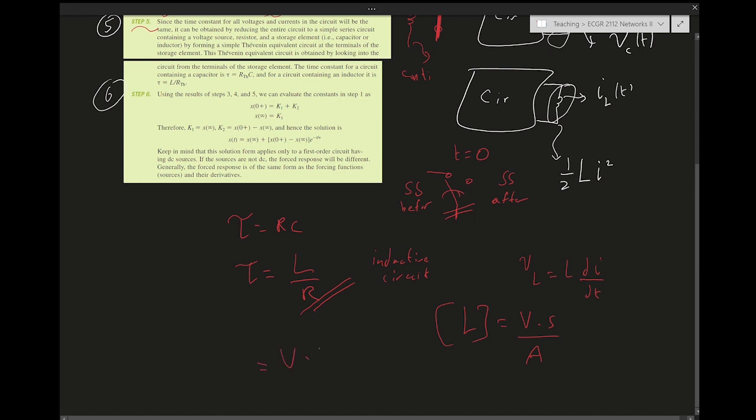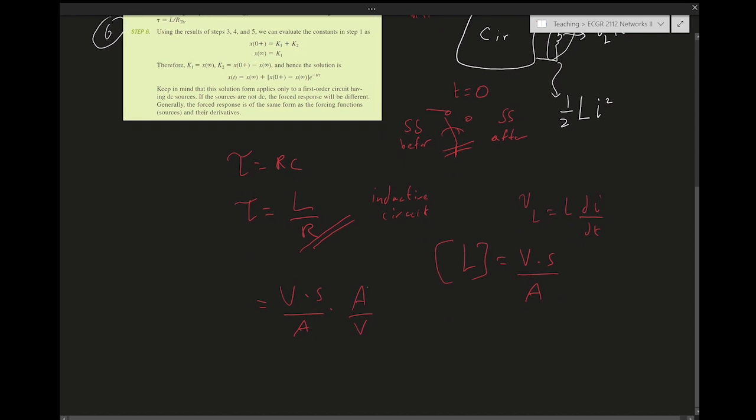So I have volt second over amps. What's the inverse of R? Inverse R is amp over volt, because R has units of volt over amp. Okay, this cancels properly and we get seconds. So if you're ever unsure about the formula, you're not sure, hey, is this R over L or L over R, you can just check the units.